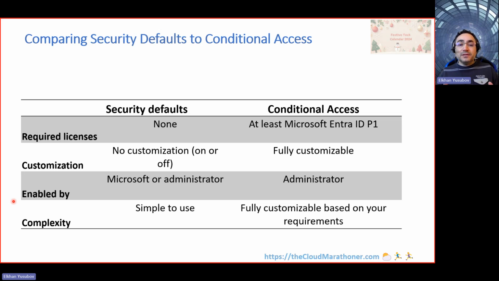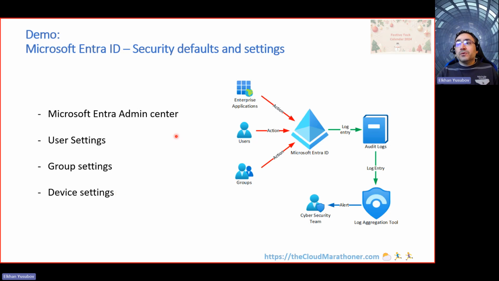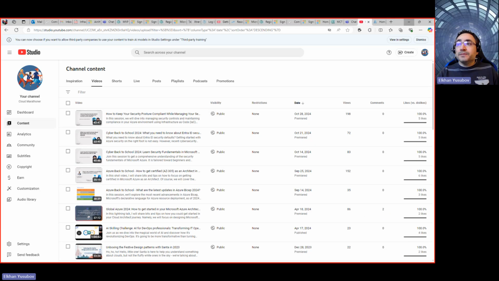Now, let's look at a demo of Microsoft Entra ID security defaults and settings in the Microsoft Entra Portal. In this demo, we are going to look at the Microsoft Entra Admin Center so that you can get a good understanding of the look and feel. Then we will look into user settings. What are they? What you can change? What are the options? Then we'll look similarly at group settings and then at the device settings. So let me switch here between the screens and then we'll be back.